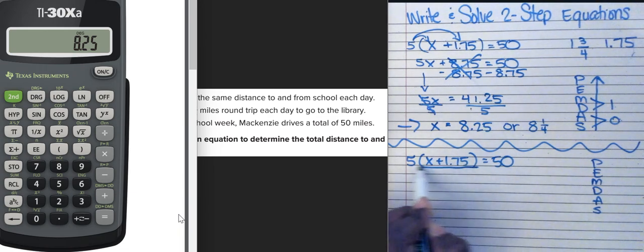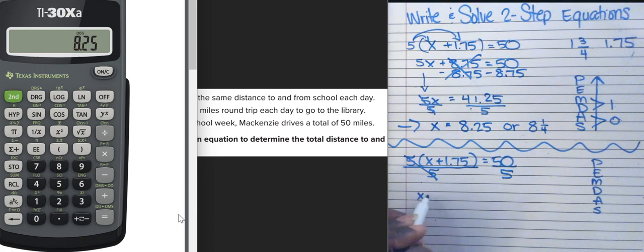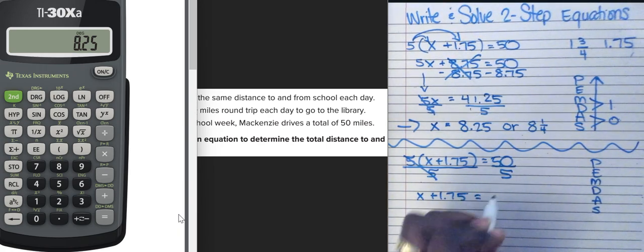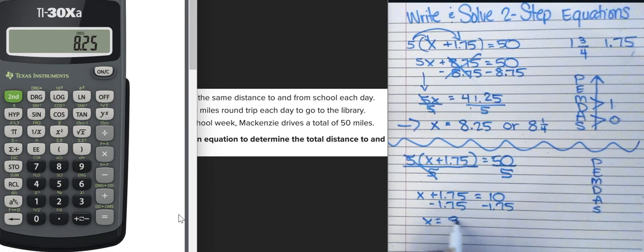So what I could have done was divide both sides by 5, and then I am left with x plus 1.75 equal to 10, and then I could subtract 1.75 from both sides, and then x would be equal to 8.25 or 8 1/4. So it's the same. It's all about preference. Whichever way works for you, that's fine. But I did want to introduce you to that to let you know that you don't have to use the distributive property. You can just start with the inverse of multiplication, which is division, to get rid of that 5 outside of the parentheses.